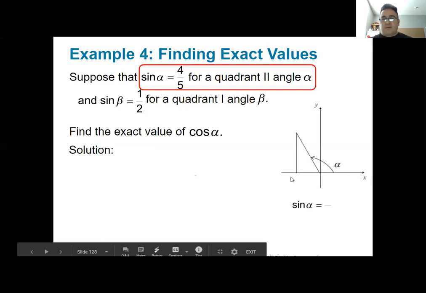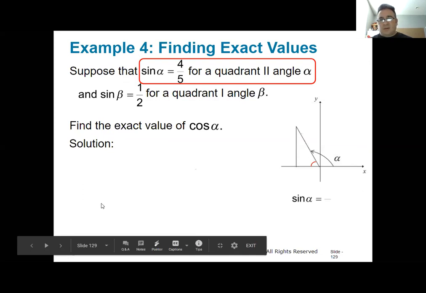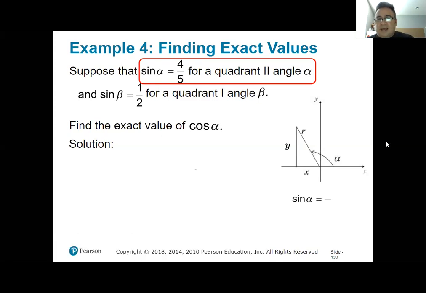This is my reference angle here, right? So now, this is my x, y, and my radius. So sine of alpha would be what? Sine is opposite over the hypotenuse. But where exactly? Y over r. Y over r.